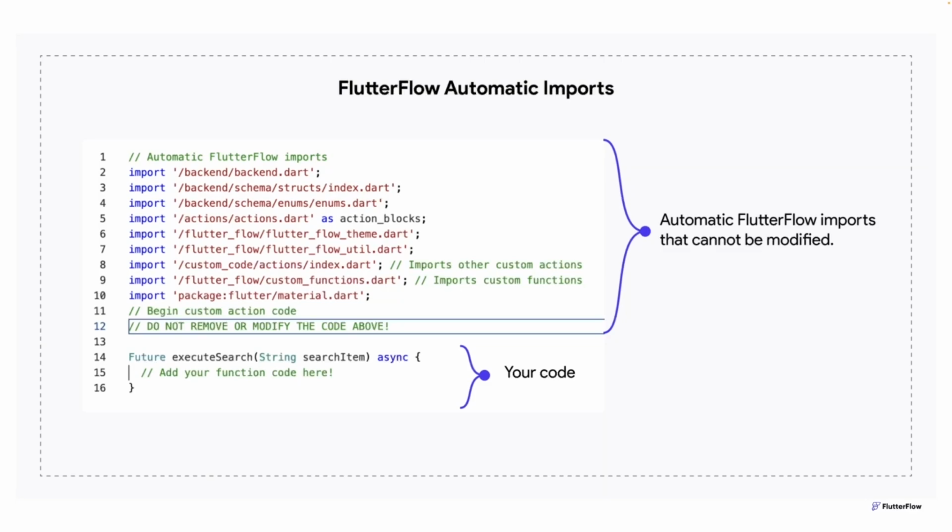All right, let's zoom in a bit on the code editor. When creating a new custom code snippet in FlutterFlow, some fundamental imports will be automatically added for you. The developer cannot modify these imports.